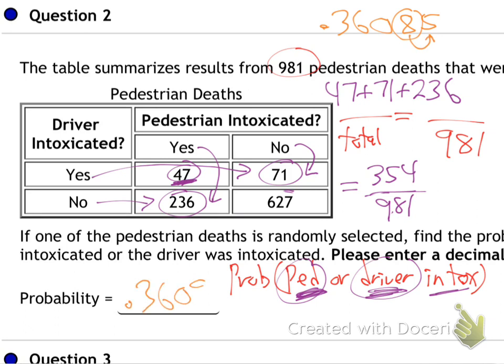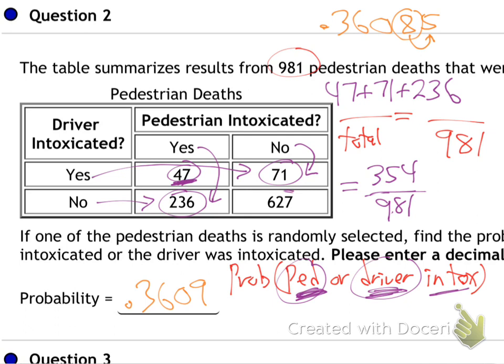So 0.3609. That means if you were to grab, among all the accidents in which a pedestrian died, 36% of the time, somebody was intoxicated. See what that's telling us, real life? Either the driver or the pedestrian, somebody was drunk in accidents in which a pedestrian dies. At least if this table is real life. In this study, 36. So somebody asked, in how many cases is at least one person drunk, driver or pedestrian? About 36% of the cases.